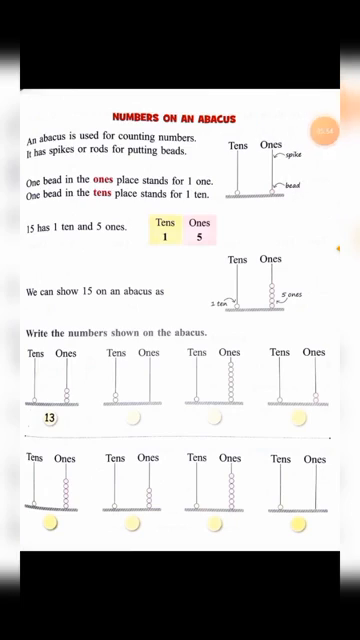One bead in the ones place stands for 1. So if we put one bead in ones place, that means 1. One bead in the tens place stands for 1 ten. If we put one bead in tens place, that value is 1 ten. If we put two beads in tens place, that is 2 tens.